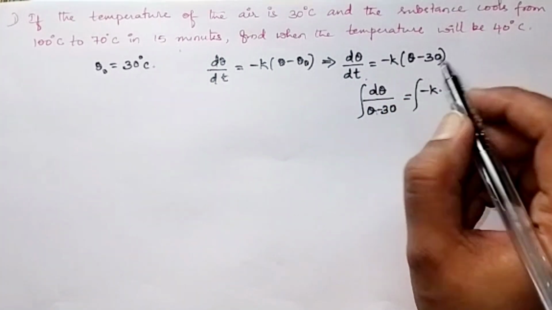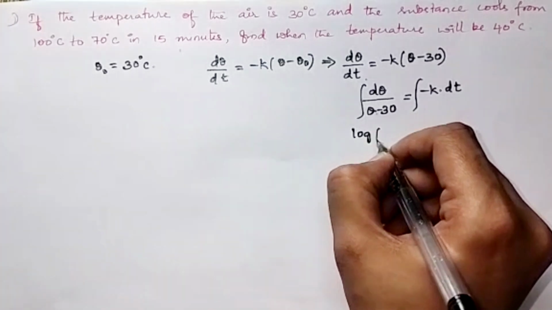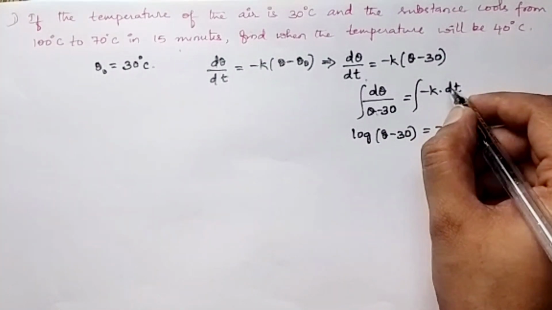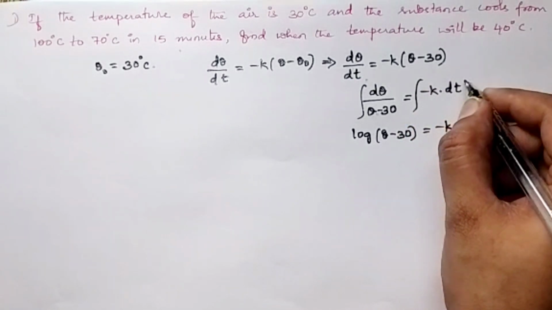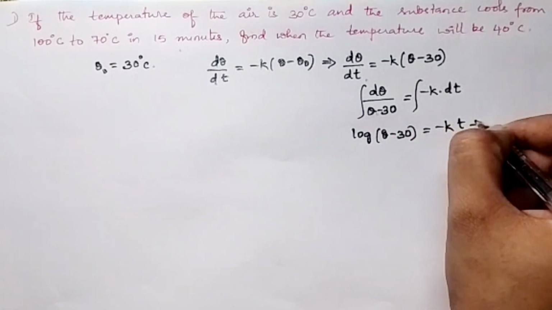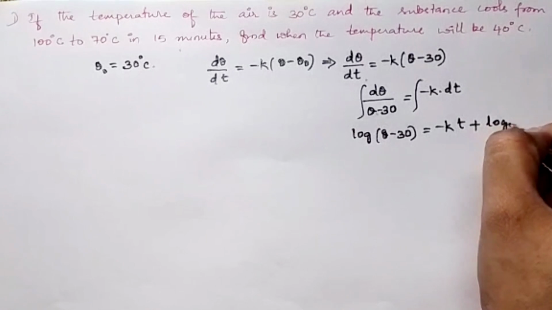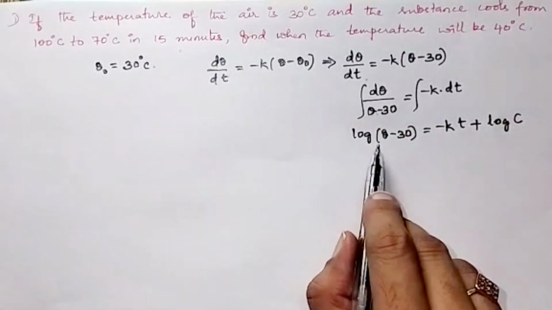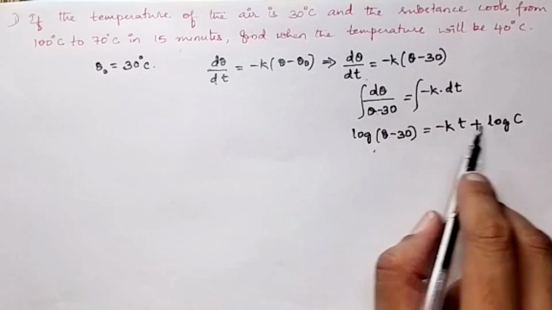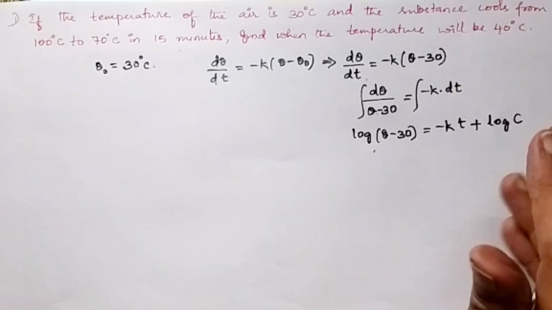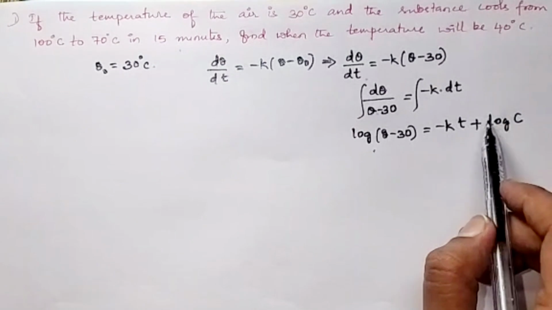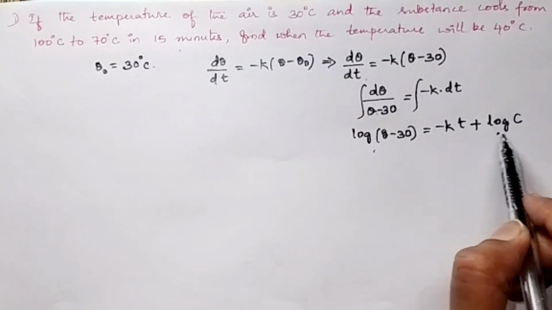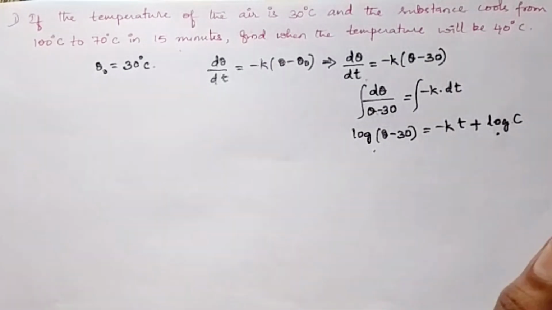Now integrate on both sides. You will get log of (theta minus 30) equal to minus k into, minus k is a constant, the integral of 1 with respect to t is t, plus some constant of integration. I will add it particularly as log c, because there is a log on the left hand side, which makes the simplification easier. You can add any constant, but I will particularly choose the log function with a constant c. Altogether it is a constant.